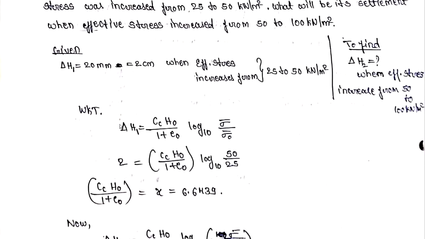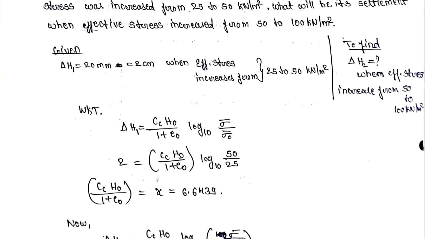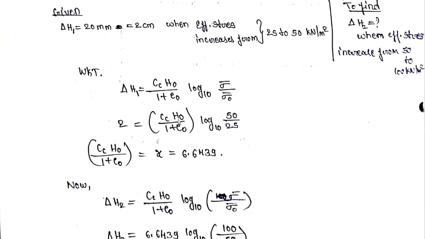Now we have the formula delta H1 is equal to Cc into H naught divided by 1 plus e naught, into log 10 to the base sigma dash divided by sigma naught dash. Now here we don't have the value of Cc, we don't have the value of e naught, and we don't have the values of many of the quantities. But just to think, I will keep all these quantities as one unit, that is x. Okay, and I will find out this x, and based on this x value I am going to find out the delta H2.